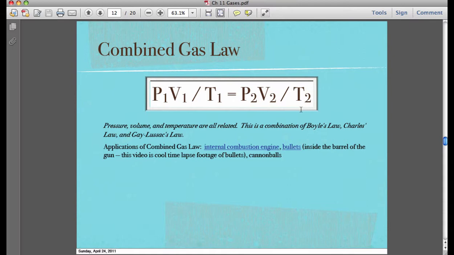This allows us to be changing multiple parameters. We could change volume and temperature and measure or predict the change in pressure and vice versa. So you'll recognize these problems as being ones that are more wordy. They have more data in them, and it helps you identify the ones that are the combined gas law.